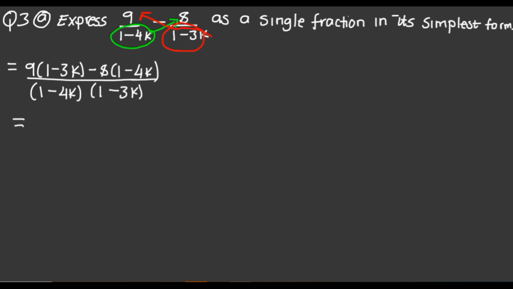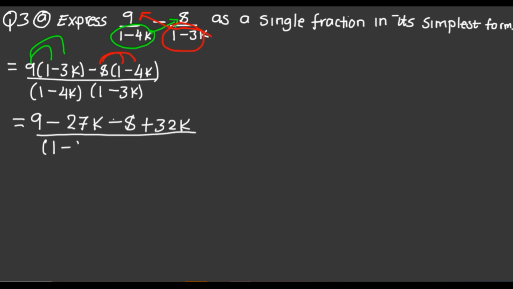Okay, so we are going to expand. 9 multiplied with 1, then with negative 3k. 9 times 1 is 9, minus 9 times 3k is 27k. Then we do the same: negative 8 by 1, negative 8 by negative 4k. Negative 8 times 1 is still negative 8, and negative 8 times negative 4k gives 32k, over the same denominator. So with the denominator part, we are done.